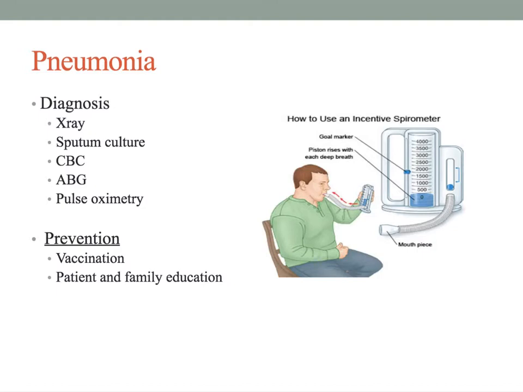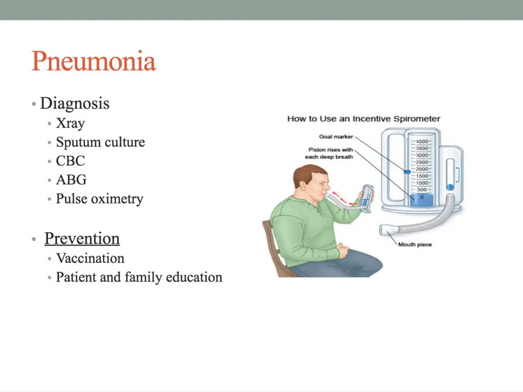Prevention is typically very essential to making sure that our patients do not get pneumonia. We talk about this a lot. We do this a lot in practice with our hospitalized patients. We do lots of different strategies to prevent a patient from getting pneumonia. That's because the complications of pneumonia can be very detrimental in some patients.